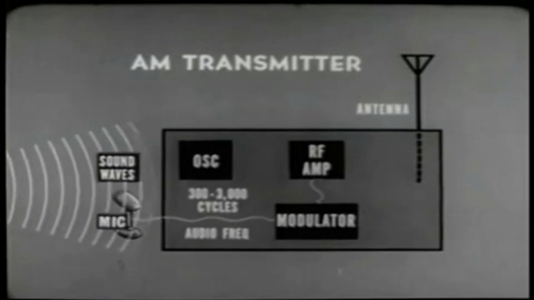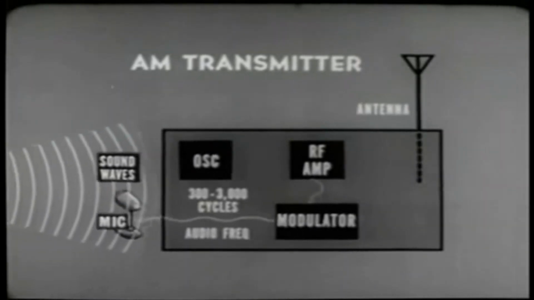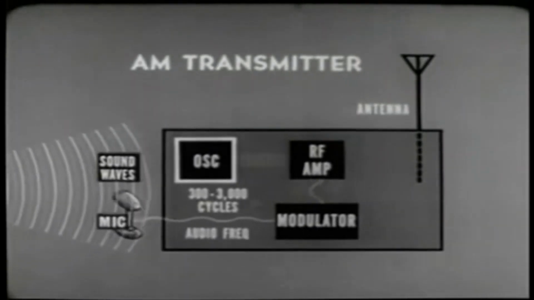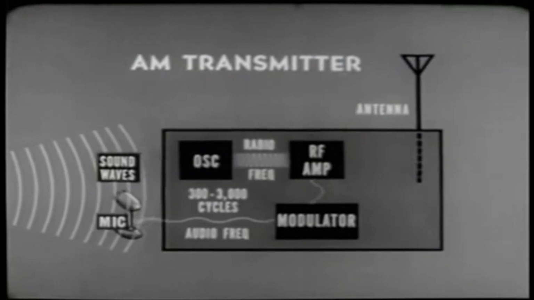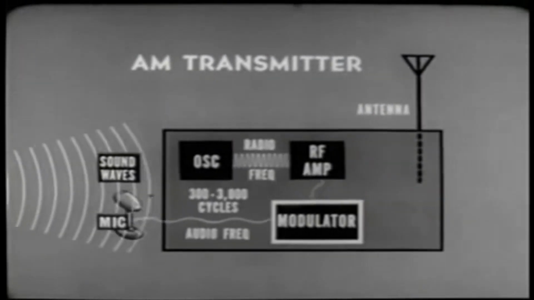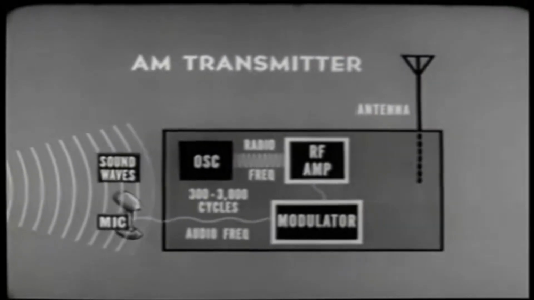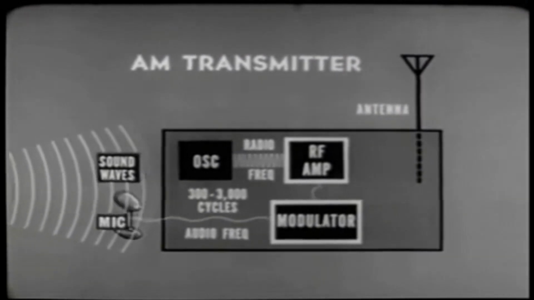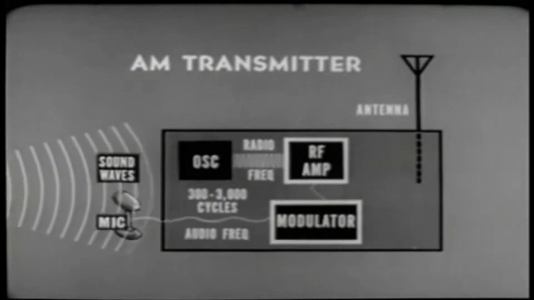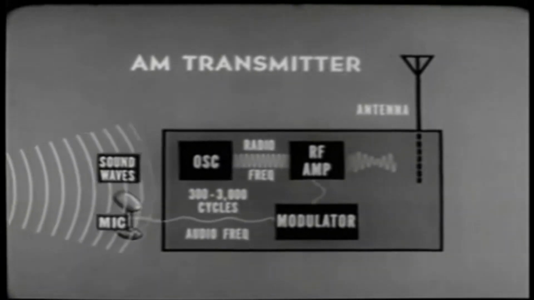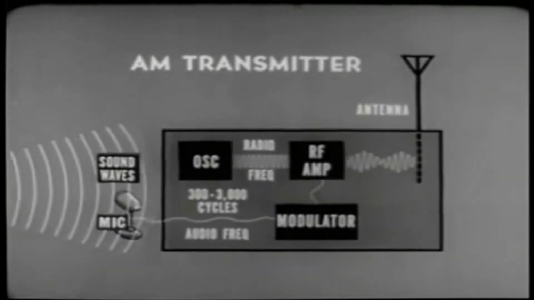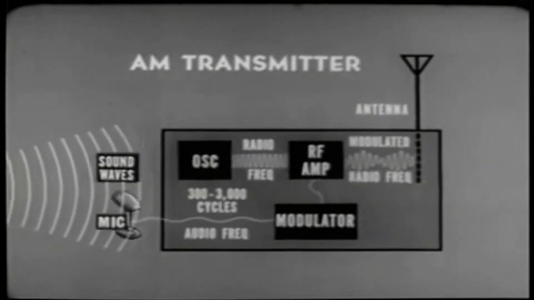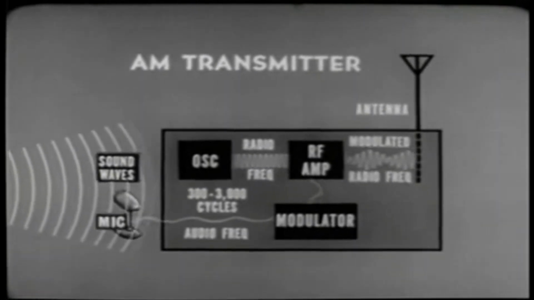However, it is not practical to transmit these audio frequencies directly. An oscillator provides a much higher frequency. This radio frequency wave is called a carrier. By means of a modulator and one or more RF amplifiers, the amplitude variations of the audio signal and the radio frequency carrier are combined. Now the intelligence takes the form of amplitude variations in the carrier.